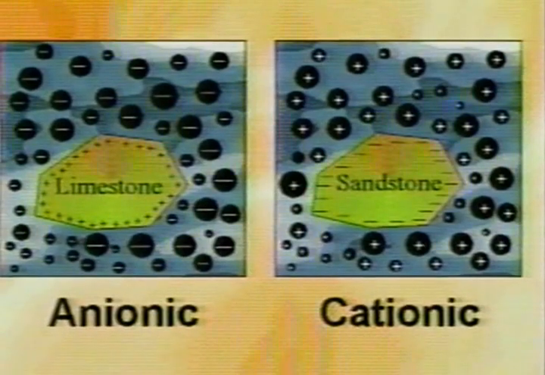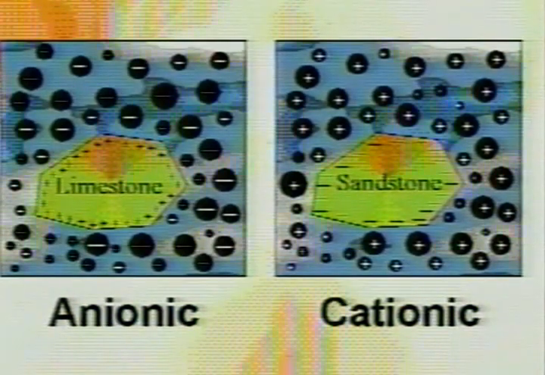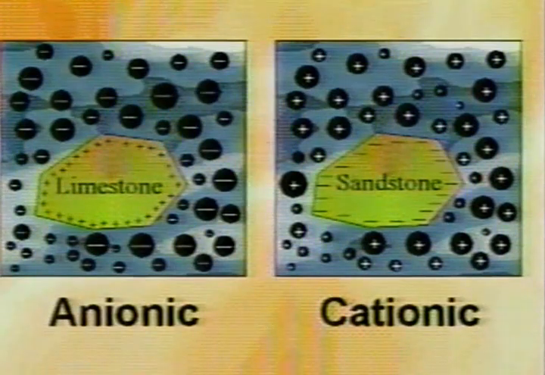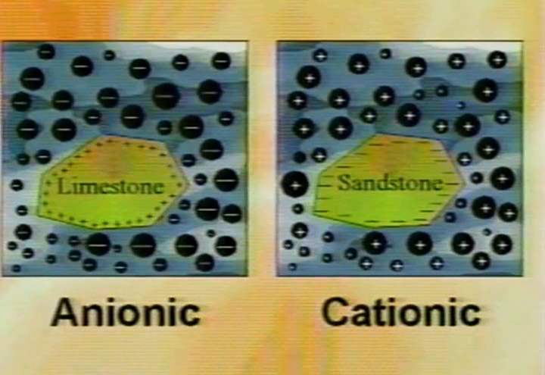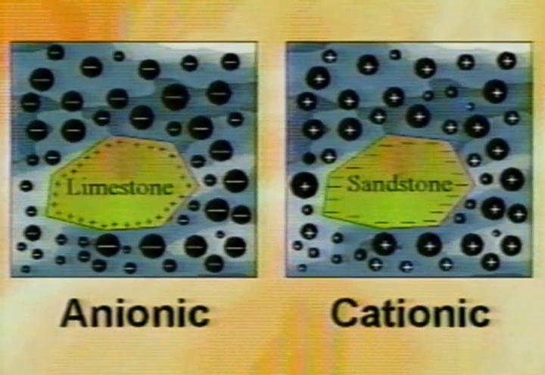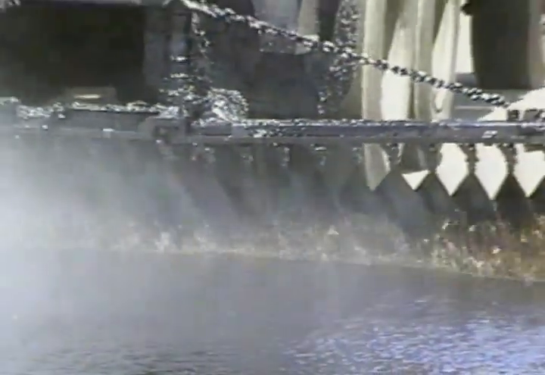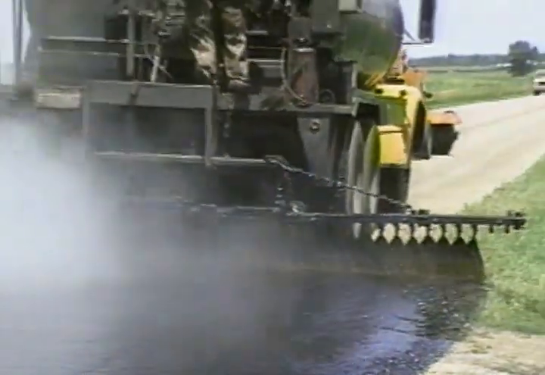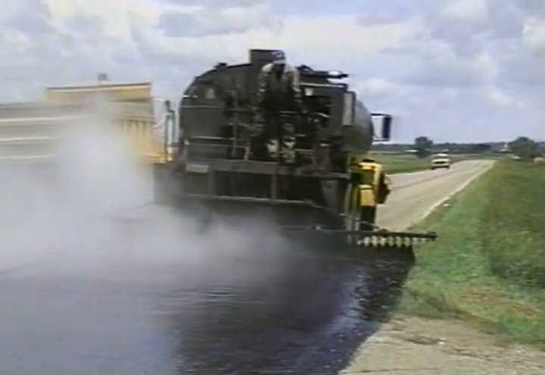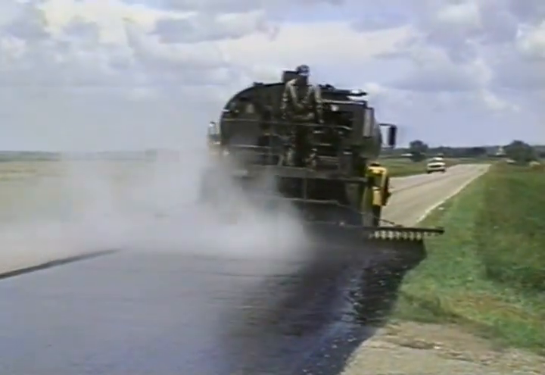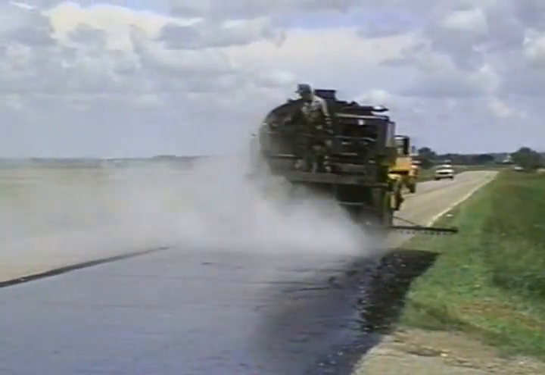There are 2 types of emulsions, anionic and cationic, with different electrical charges. The type used has to be compatible with the chips used, and this compatibility must be verified in advance. Unlike emulsions, asphalt cements and cutbacks don't have water, so their color stays the same. We'll look again at this important difference later.